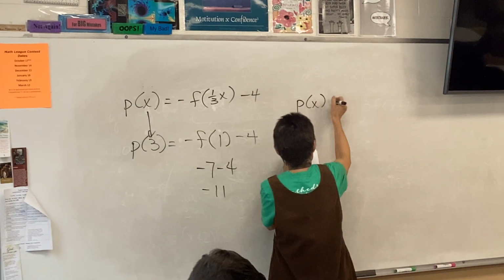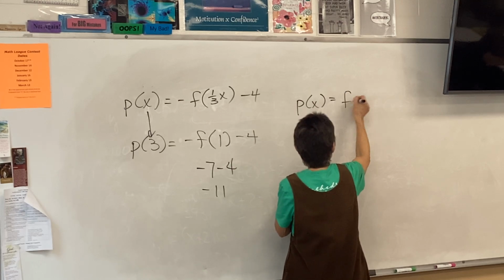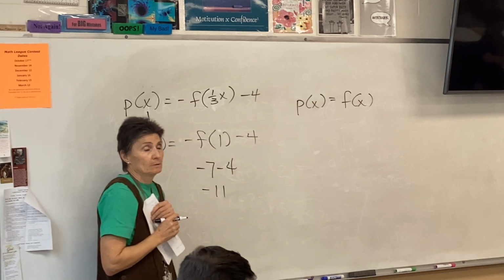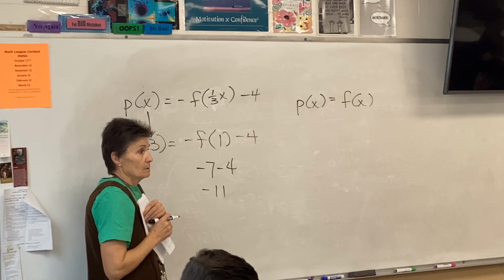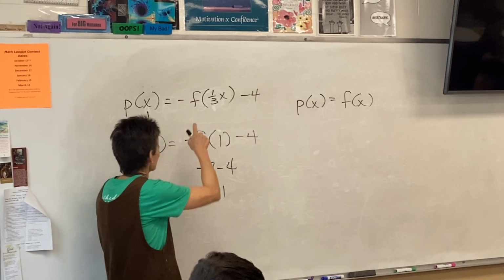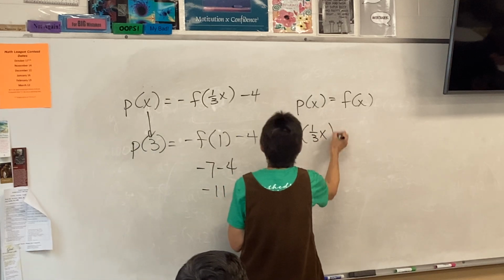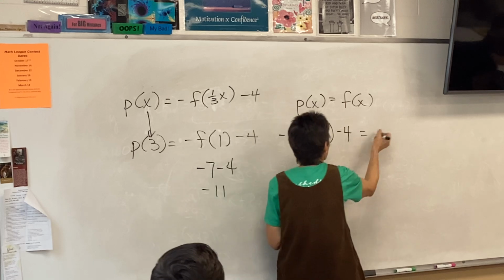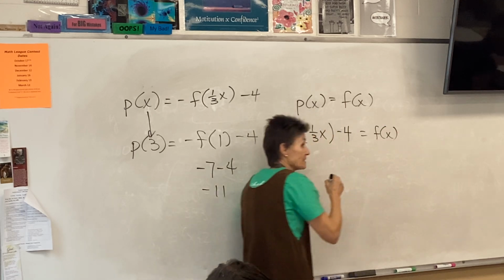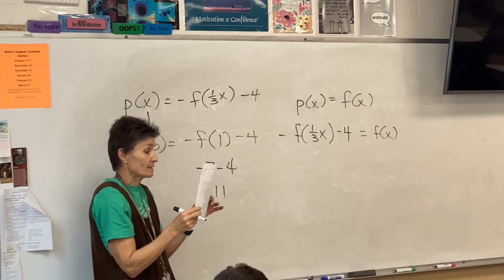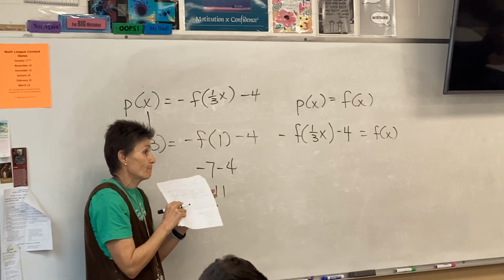Find x so that p of x and f of x are equal. So p of x is this, and that has to equal f of x. Now, I do not have an equation for f of x. All I have for f of x is my chart.